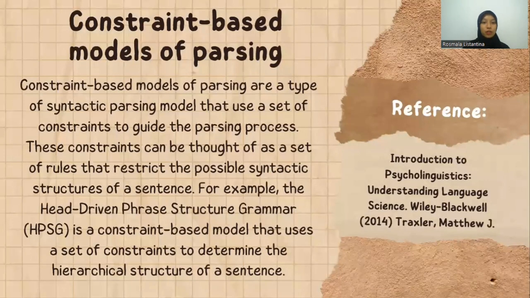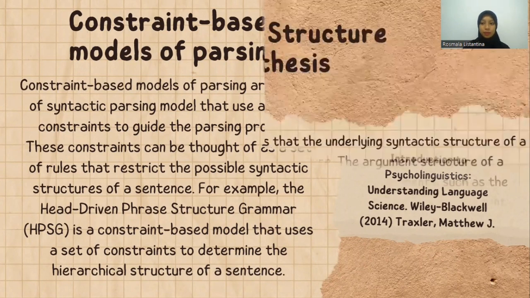Next is about constraint-based model of parsing. Constraint-based models of parsing are a type of syntactic parsing model that use a set of constraints to guide the parsing process. These constraints can be thought of as a set of rules that restrict the possible syntactic structure of a sentence. For example, the head-driven phrase structure grammar, or HPSG, is a constraint-based model that uses a set of constraints to determine the hierarchical structure of a sentence.